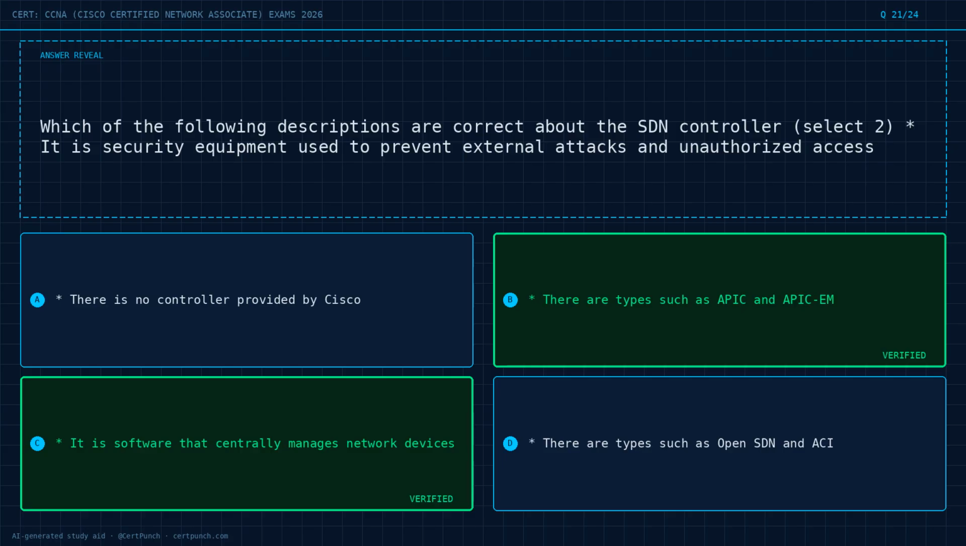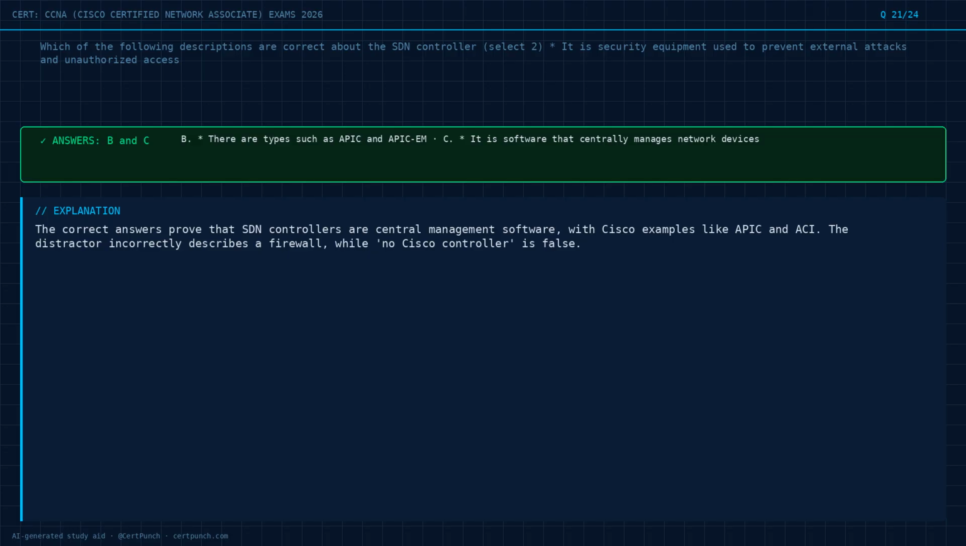The correct answers are options B and C. Key point: the correct answers prove that SDN controllers are central management software, with Cisco examples like APIC and ACI. The distractor incorrectly describes a firewall, while no Cisco controller is false.